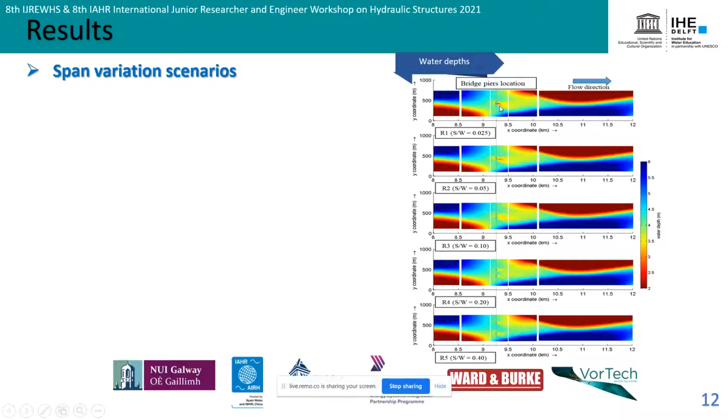From the results we can see that increasing the span between the 2 bridge piers reduces the deposition on the downstream side of the bridge piers. That's because increasing the span between the bridge piers increases the discharge and the flow velocity between the bridge piers, which could increase the sediment transport and means less deposition.